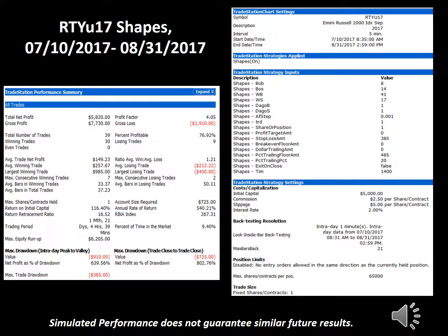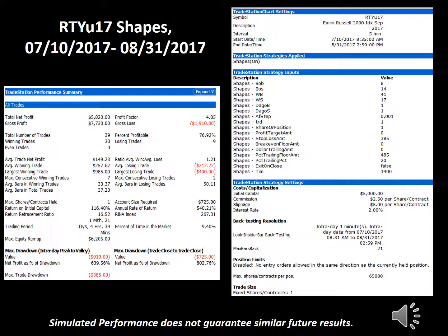Our last recalibration is shapes, and it is the best to last. Remember, when we did the Russell at the New York exchange, the Russell and shapes were the best system and the best market. And you can see shapes is still holding its head up pretty darn high here, making $5,820 on 39 trades. So there's plenty of trades. 76% right, drawdown 725. The arena's smaller at 267, but that's because the stop is big.